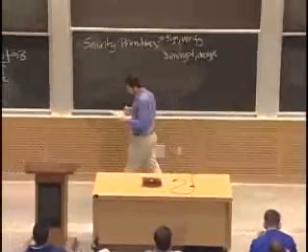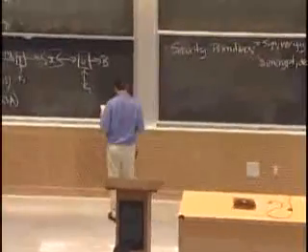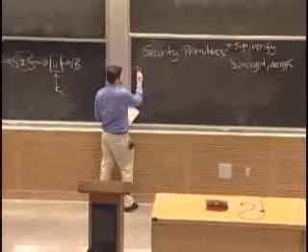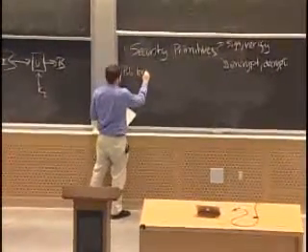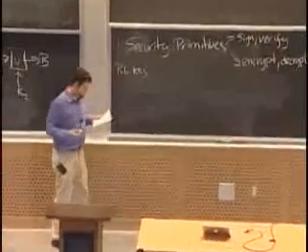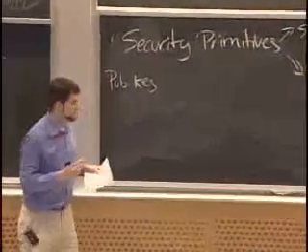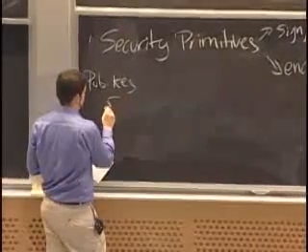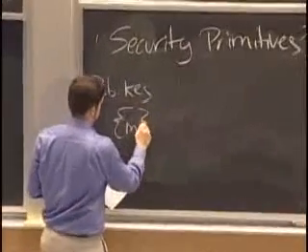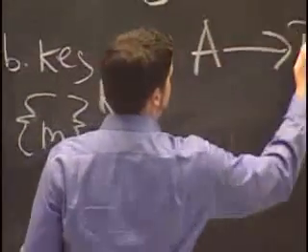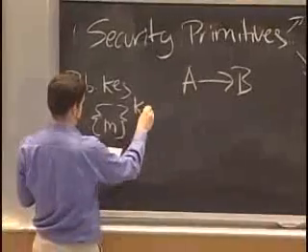Okay? So let me just illustrate a simple example. Suppose we're using a public key system. We can say suppose we use something like RSA to encode a message M with some key. Say we're sending a message from A to B. We use it to encode some key.